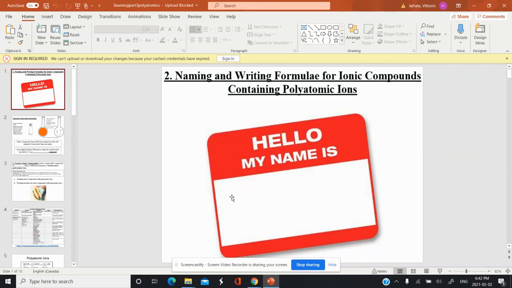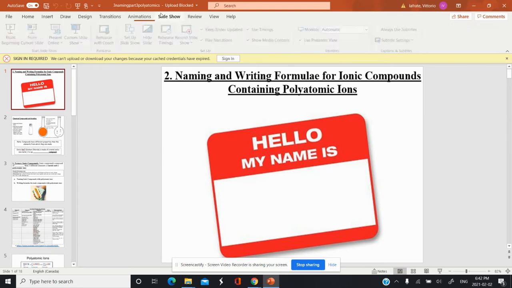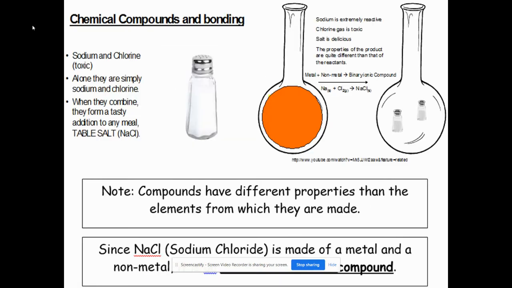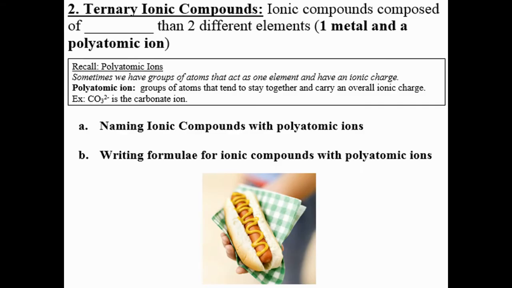In this video, we're going to learn how to name ionic compounds that contain polyatomic ions. So remember that we learned that ionic compounds are compounds that have a metal and non-metal. That would be an ionic compound. And more specifically, it would be a binary ionic compound. Binary meaning that there's two different elements only, one of them being a metal.